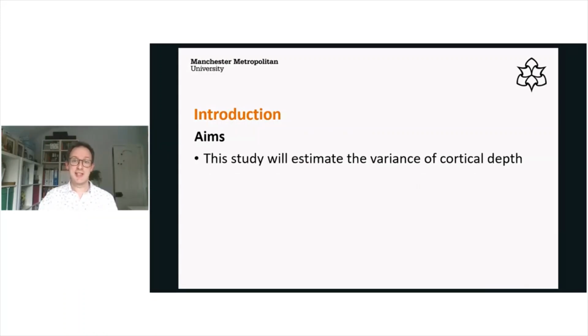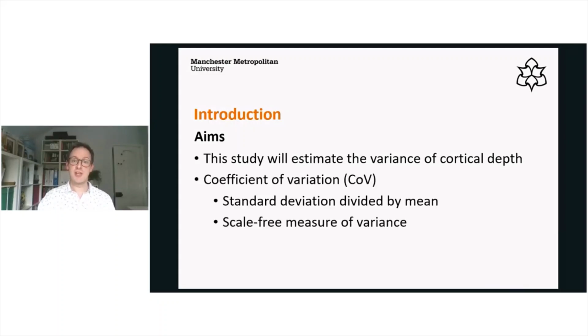My interest here is actually in the variance of cortical depth. And in fact, not just variance, but the coefficient of variation. The coefficient of variation is the standard deviation divided by the mean, and it's scale free. For most distributions, the standard deviation or the variance should increase as the mean increases. That's not true for the coefficient of variation. So that allows us to take out the effect of different depths of cortex and to replace that with a scale-free measure.